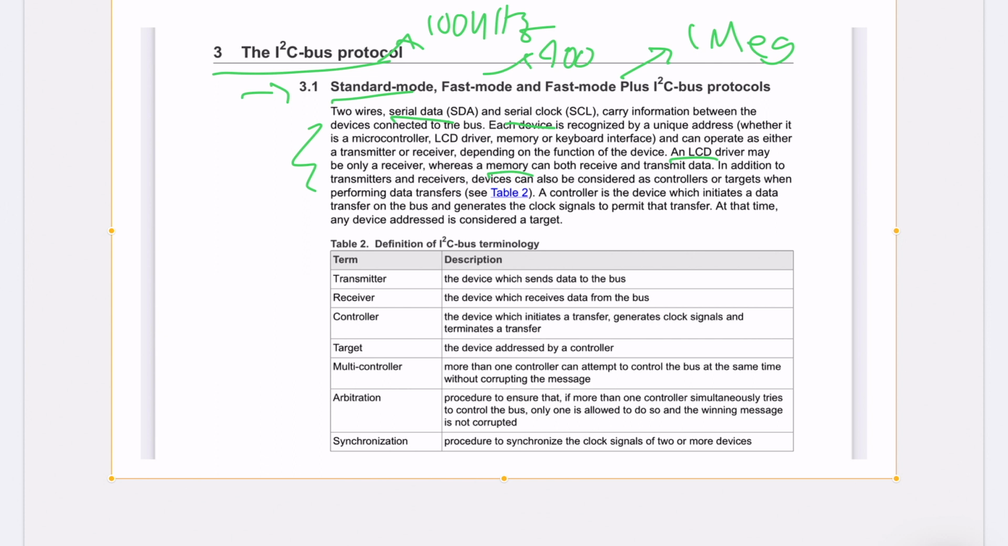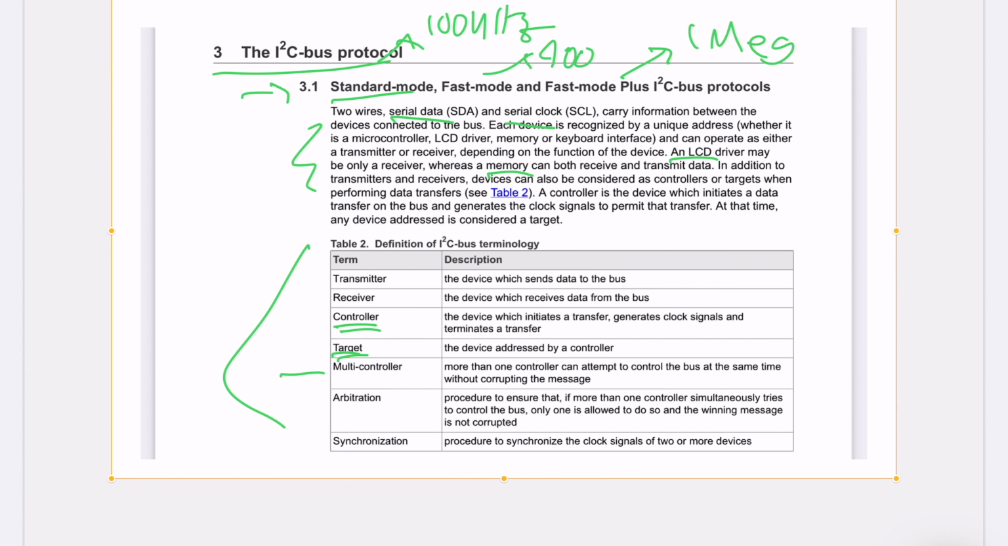And then here we have our definitions in table 2. As we can see here, a transmitter is the device which sends the data to the bus. The receiver is the device which receives data from the bus. The controller is another name for the master, which is the device which initiates a transfer, generates clock signals, and terminates a transfer. The target, also known as the slave, is a device addressed by a controller.